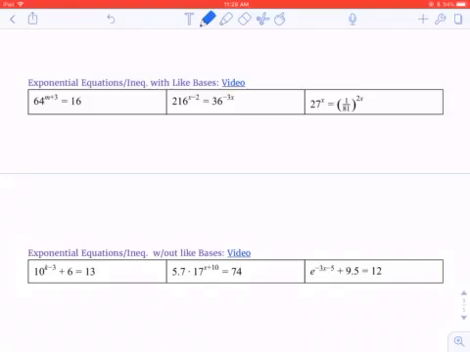In this video, we're going to look at exponential equations and inequalities with like bases. So these first three problems are all equations. So let's take a look at these three.